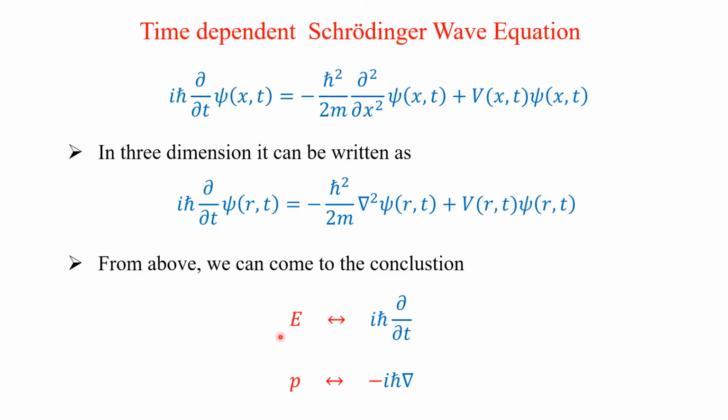So now you can understand why we are taking first order time derivative and second order position derivative. Here we are dealing with operators. The energy operator is equal to i h cross delta over delta t, and the momentum operator is minus i h cross del.